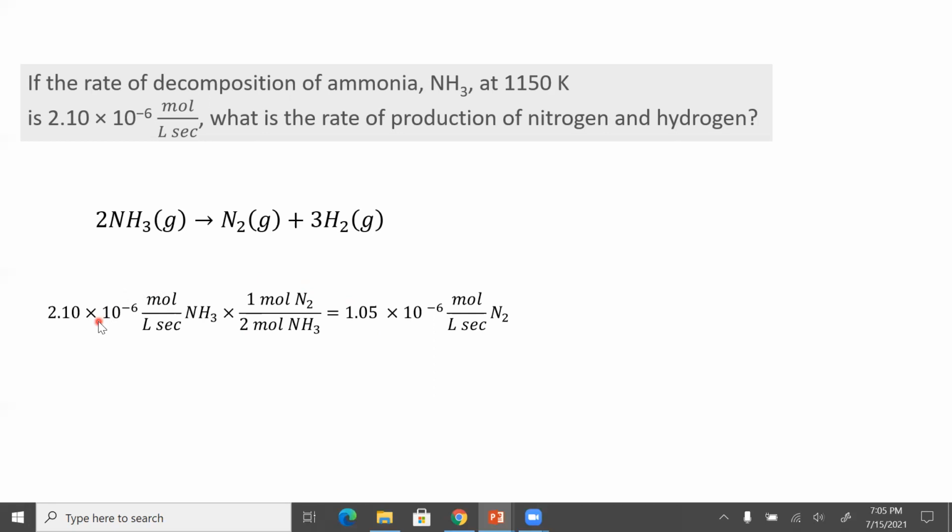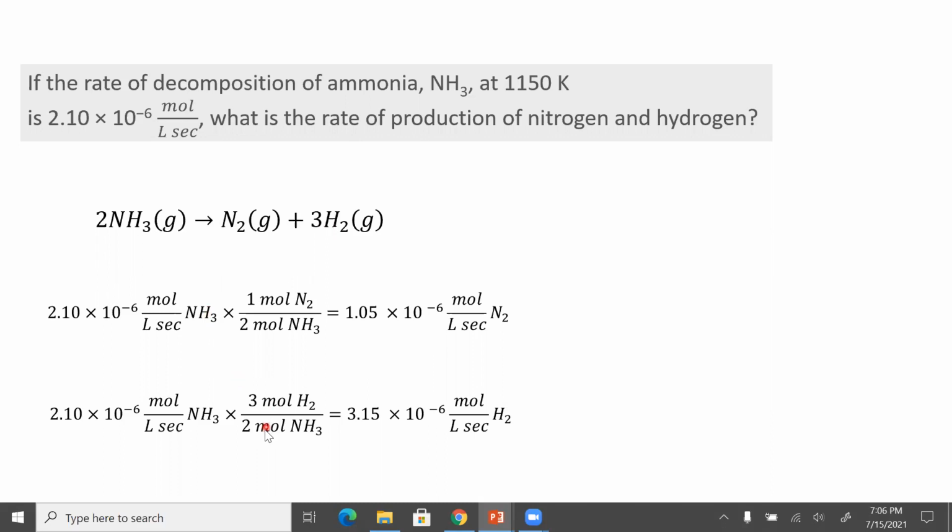So using this as a model and starting with the rate of decomposition of ammonia, calculate what the rate of production of hydrogen would be.